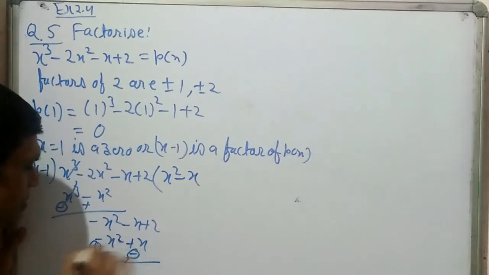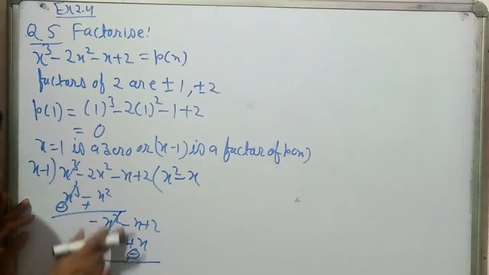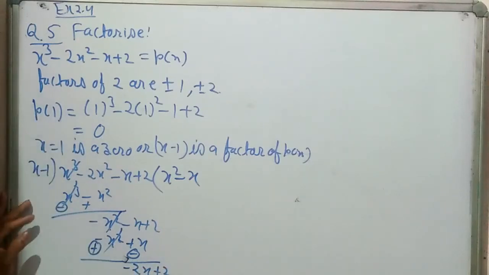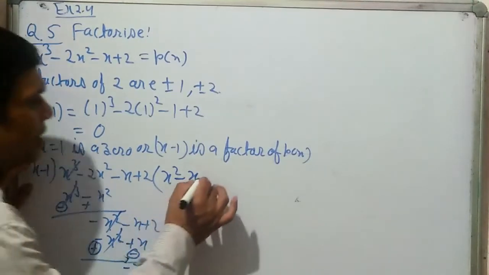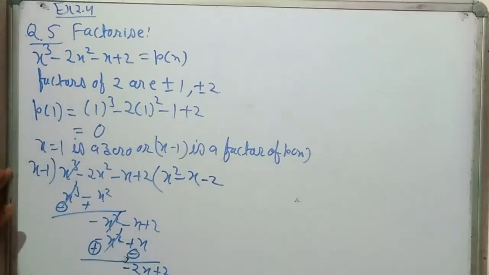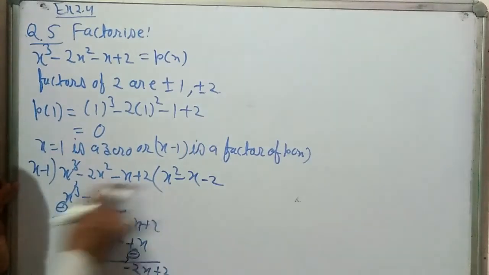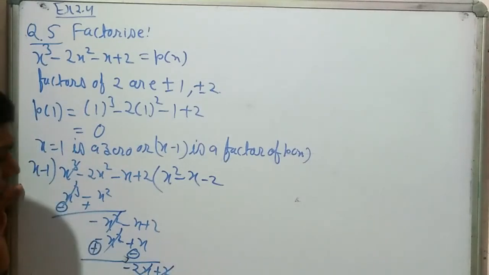Change the signs. As usual, cancel this. Same signs, they are getting added up. Minus 2x plus 2. Minus 2x by x, minus 2. So minus 2. What we'll get is minus 2 into x, minus 2x. Minus 2 into minus 1, plus 2. Are they getting cancelled? The remainder is 0.